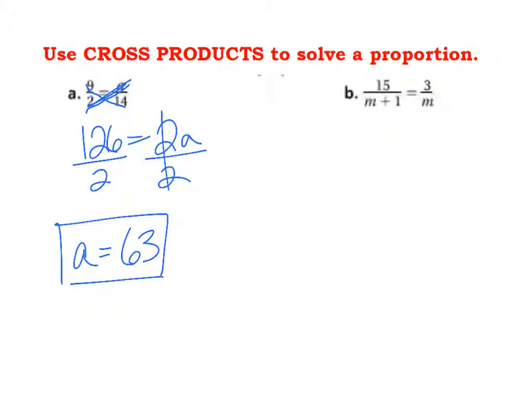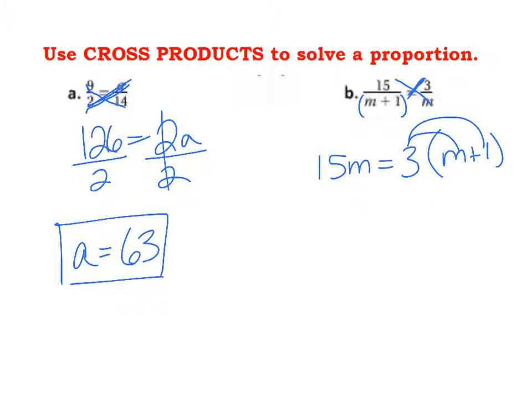Now that's a very basic proportion because everything's just a single number. Let's look at b here because all of a sudden we have this binomial sitting in here. That's a little trickier. Still going to do cross products. 15 times m equals, it's just that when you do cross products this way, you're going to have to think of it as 3 times m plus 1. And that 3 is going to have to distribute through the binomial.